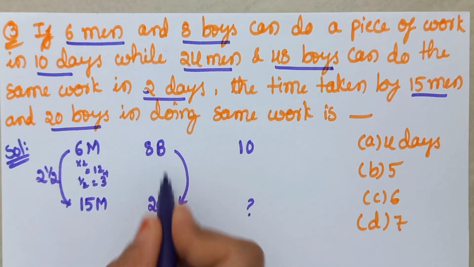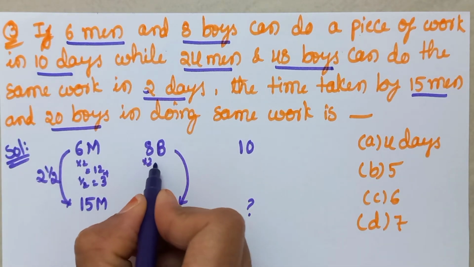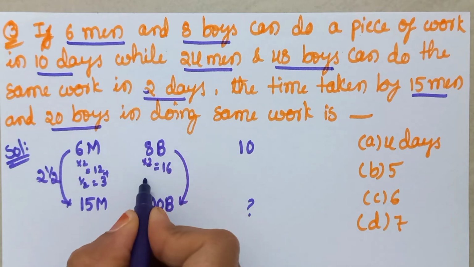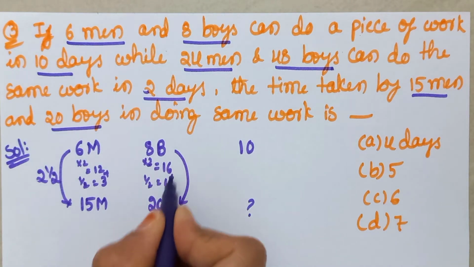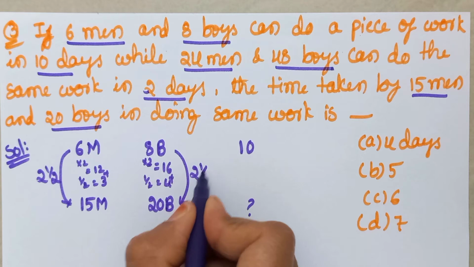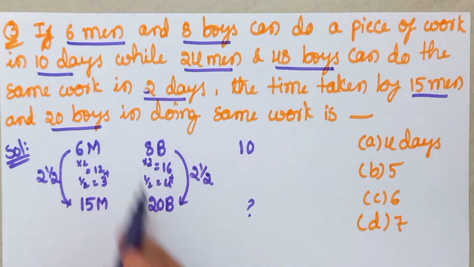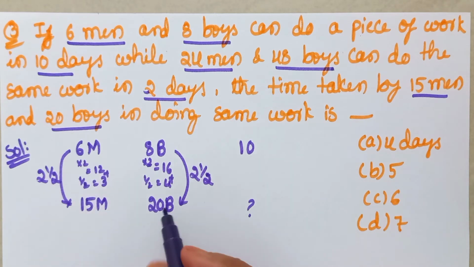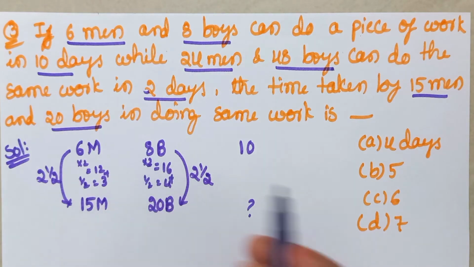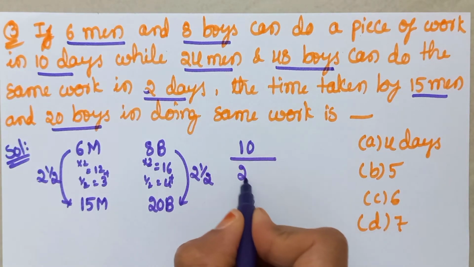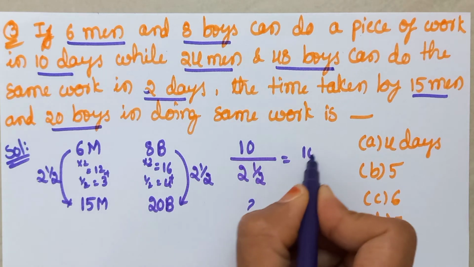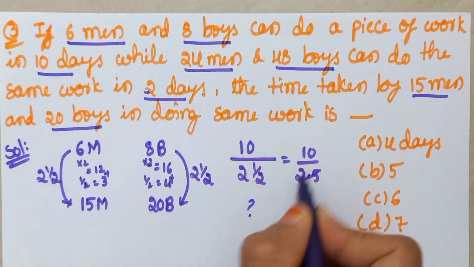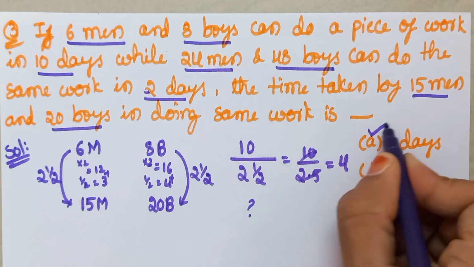Similarly, there is a relationship between 8 and 20 also. Let us try to find that. 8 2s are 16, 8 halves are 4. 16 plus 4 is 20. So, here it is also 2.5. The input is 2.5 times, so the output is also 2.5 times. 20 is 2.5 times 8. Similarly, what could be the output? The work is also 2.5 times more than 10. So, simply we have to divide 10 by 2.5. 10 by 2.5 could be 4 days. So, option A is the right answer.